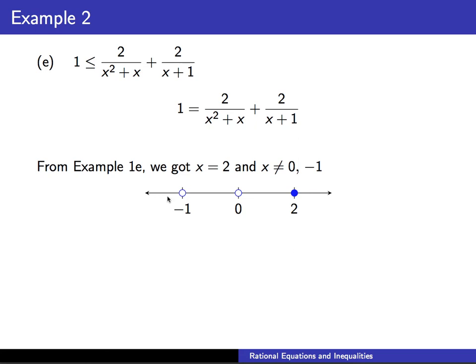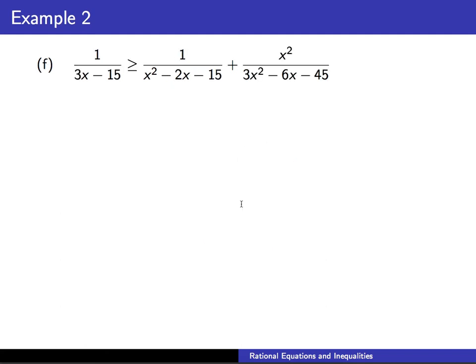And then testing out a value from each of these 4 areas of the number line, we find that only the values between 0 and 2 make the original inequality true. So our final answer for this is x is greater than 0 but less than or equal to 2.